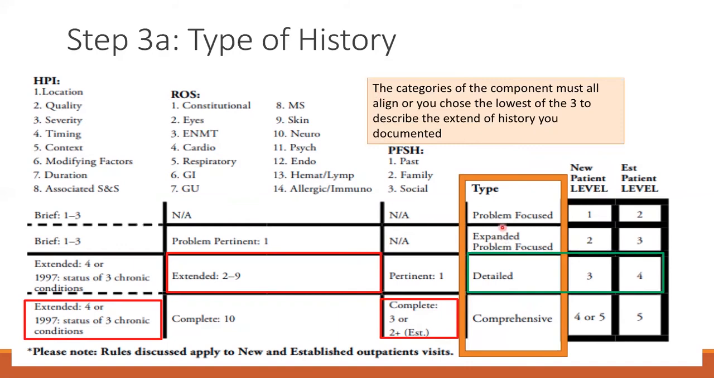So when you're assessing and codifying whether or not your history is extended or brief or problem focused or detailed or comprehensive, you are always going to backfill this. So if you did an extended history of present illness, but in a complete history, but only had a detailed review of systems, you would choose the detailed level of service for your history. And that would either be a 3 for a new patient or a 4 for an established.